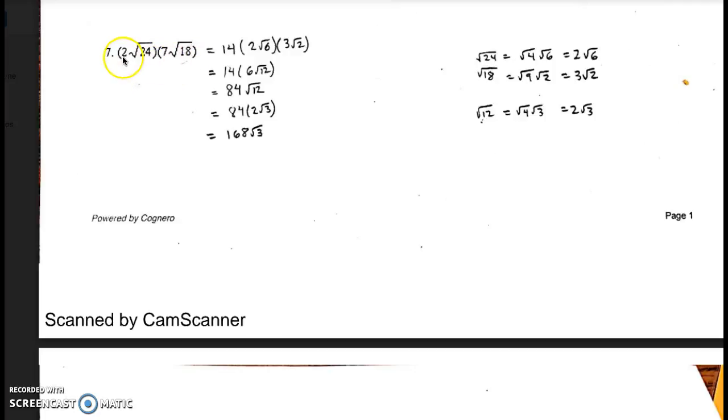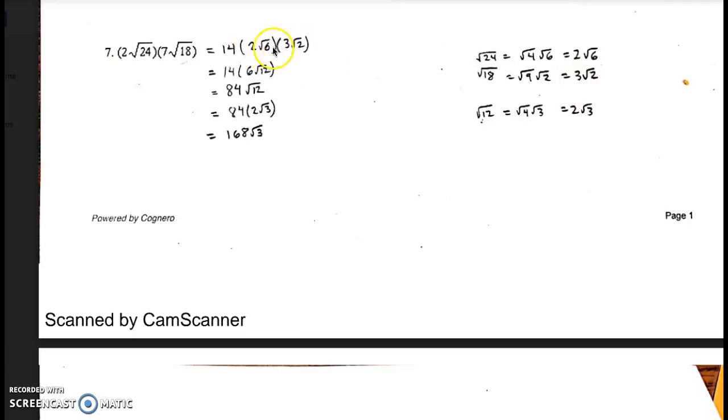So the first thing I did, 2 times 7, that gave me 14. Then I broke down the root 24 over here. That's root 4 times root 6. 4 times 6 is 24. Root 4 is 2. So this is just 2 root 6. And I broke down 18 as root 9 times root 2, because 9 times 2 is 18. Root 9 is 3. So you can see I have 2 root 6 times 3 root 2.